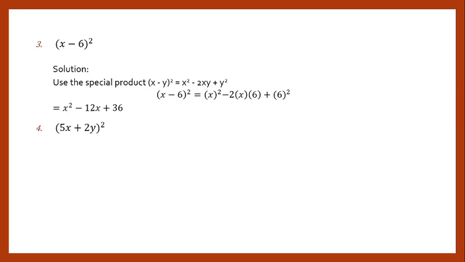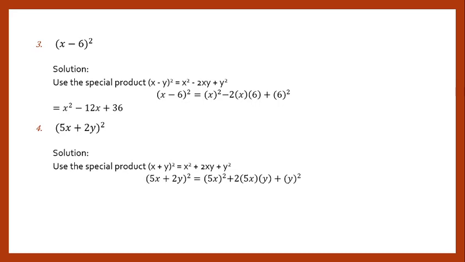And then we have 5x plus 2y squared. Using the special product, we substitute the values 5x and 2y. So you have (5x) squared plus 2 times 5x times 2y plus (2y) squared. So your final answer, 25x squared and then plus 20xy plus 4y squared.